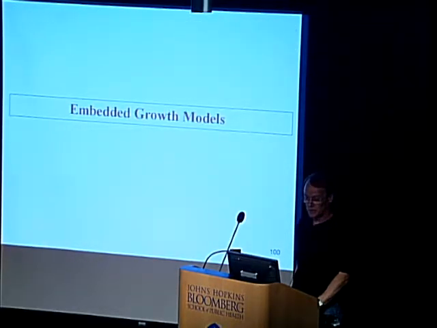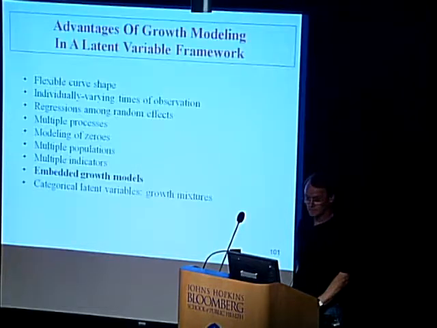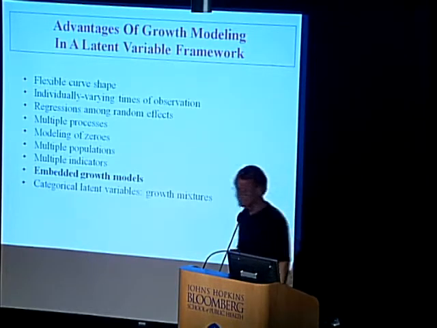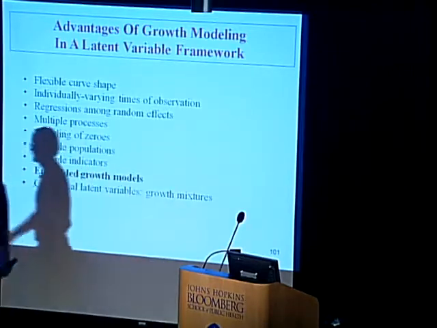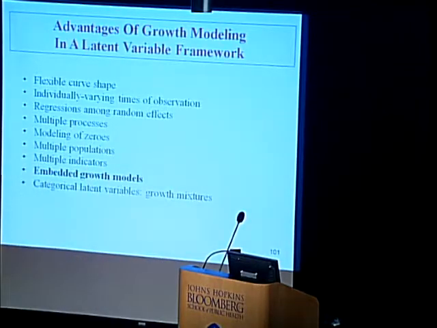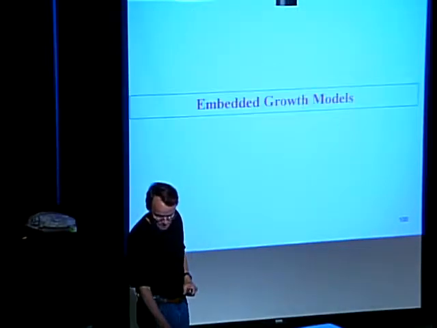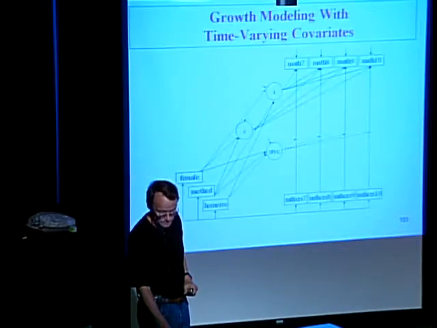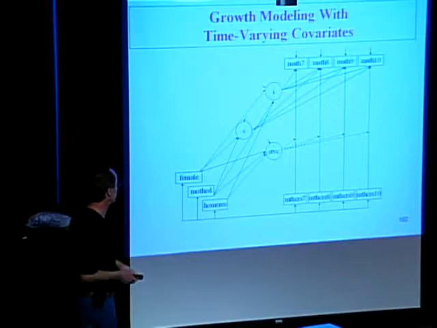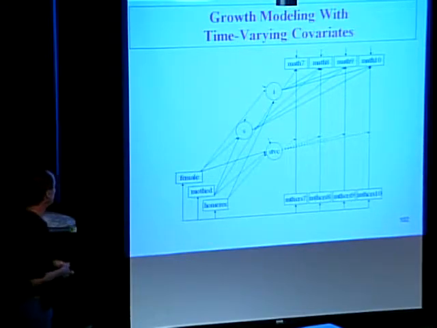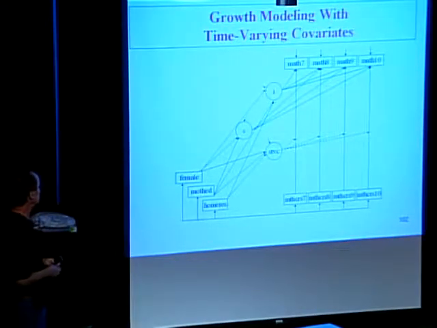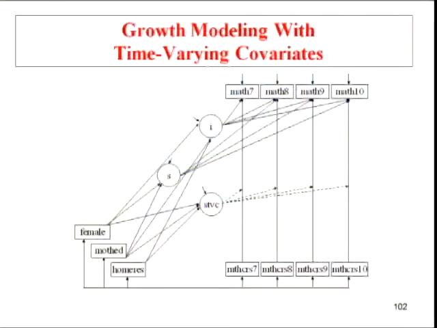Now let's go to embedded growth models. And we are down towards the bottom here. We are at the bottom because the last bullet corresponds to August content. So let's take a look at this model that we had before. It's actually a conventional multi-level model, two-level model in hierarchical linear modeling terms.